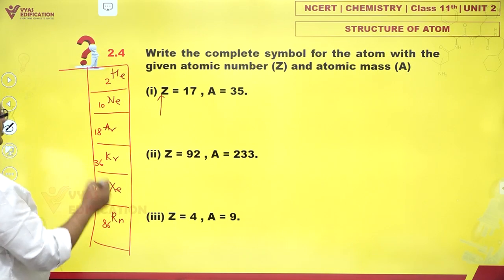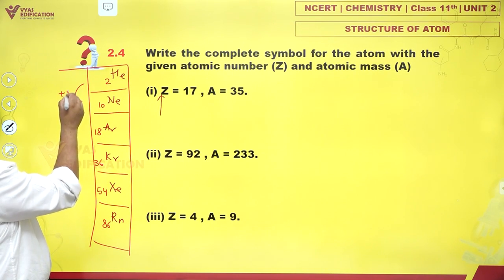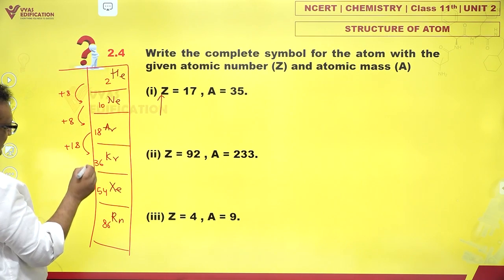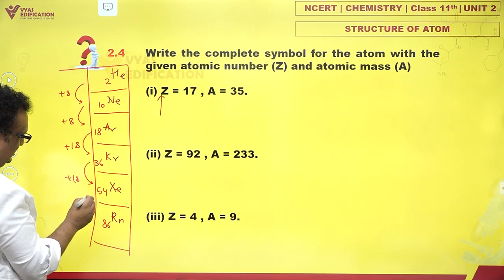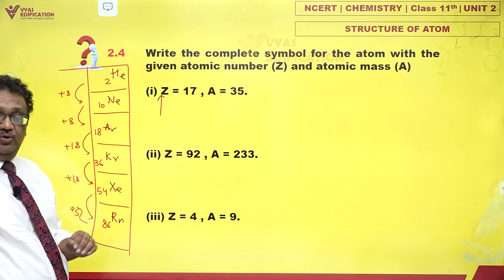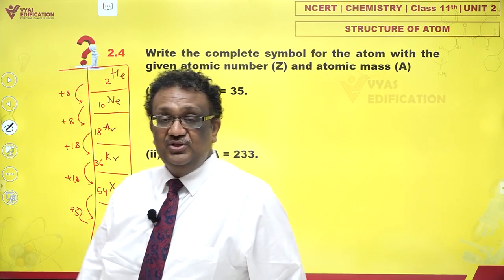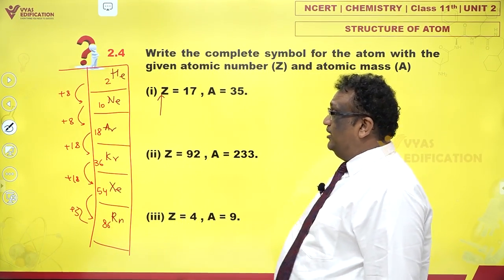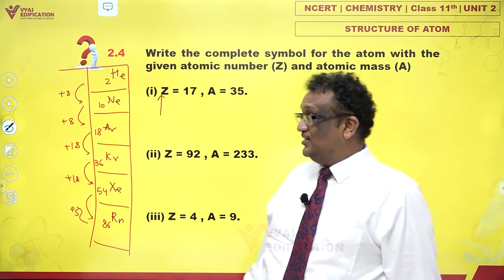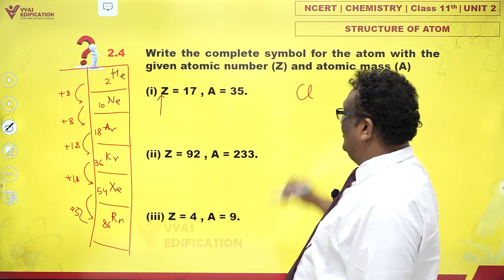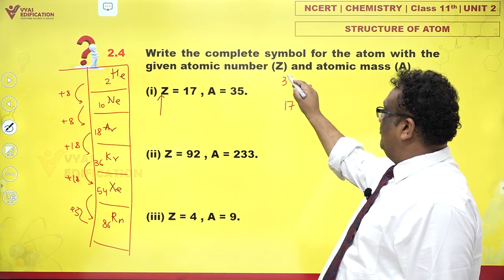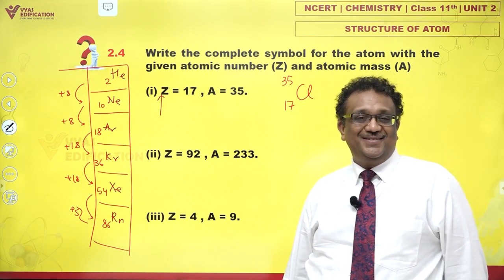This is the group: plus 8, plus 8, plus 18, plus 18, plus 32. 8, 8, 18, 18, 32. You add this and you get the entire series. 17 means just before argon. And that would be a halogen. Yes, that is actually chlorine. So chlorine, 17, 35. That's how we write this.